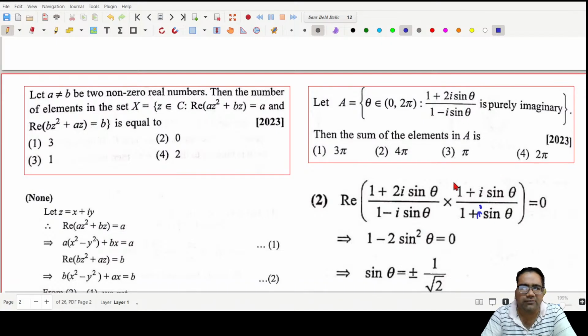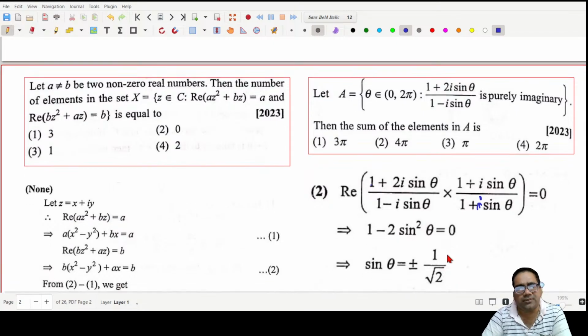Now this we have converted to x plus iy. x is coming out to be this. If I multiply this, what is the real part? 1 into 1, 1 square, and 2 i sin theta into i sin theta. This is minus 2 sin square. This should be equal to 0. That means sin square theta equals 1 by 2, sin theta equals plus or minus 1 by root 2. Agreed?